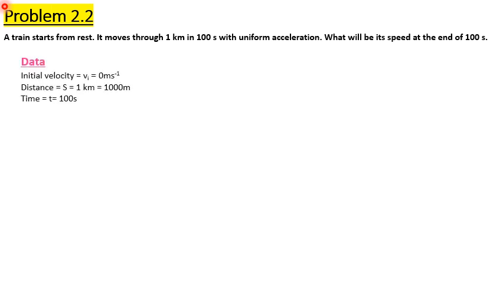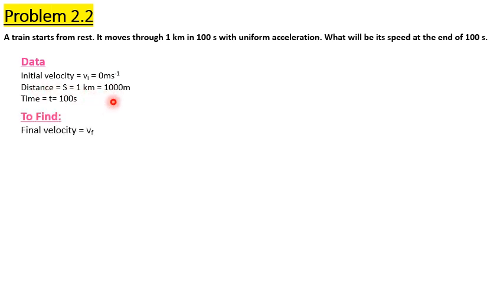In this statement, a train is at rest. When something is at rest, it means it is not moving. So the initial velocity of the train is 0 meters per second. It moves through 1 kilometer in 100 seconds. So the distance is 1 kilometer and the time is 100 seconds. To convert kilometer into meter, we will multiply 1 with 1000, because by putting the value of kilo here, we will get distance 1000 meters.